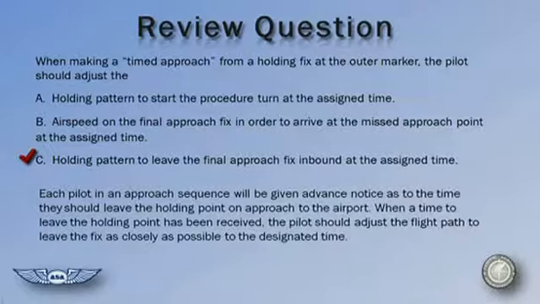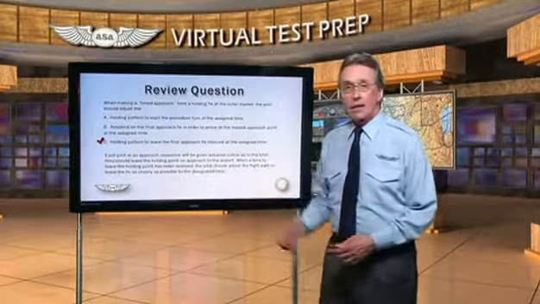Each pilot in an approach sequence will be given advance notice as to the time they should leave the holding point on approach to the airport. When a time to leave the holding point has been received, the pilot should adjust the flight path to leave the fix as closely as possible to that designated time. All right, your answer again, C.